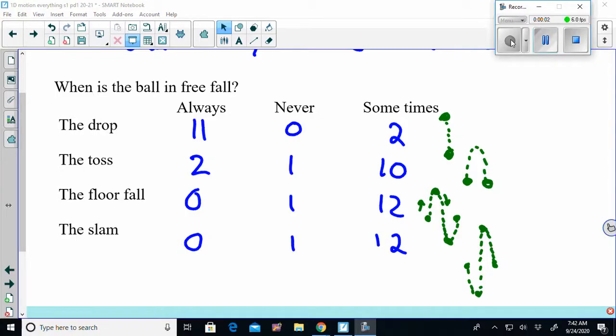So in this case of always, never, sometimes, the floor fall, the slam, and the toss were a lot of sometimes. Can somebody give me when it's not? If it's not always, then your answer was it's sometimes. When is that sometimes that it's in free fall, and when is it not in free fall? This is where one of you has to jump in and say. So there were a bunch of you who said sometimes.